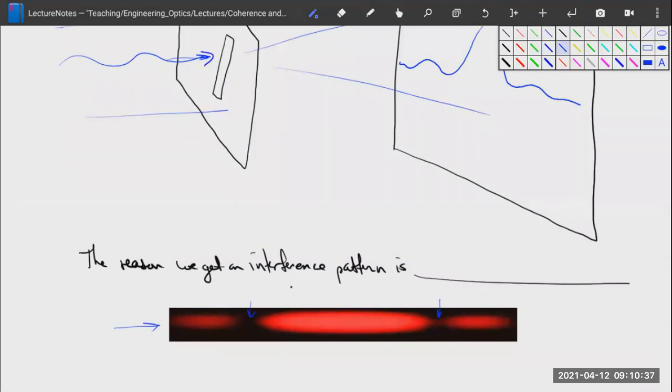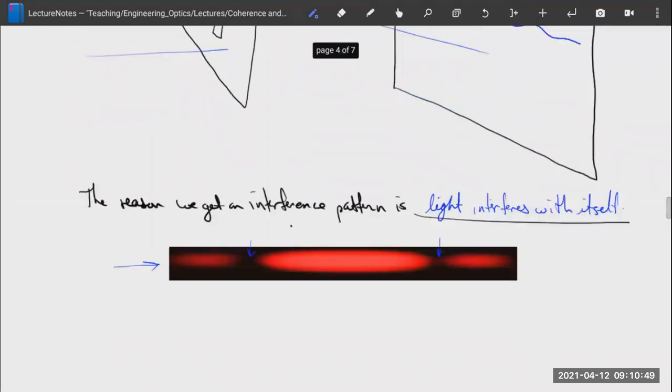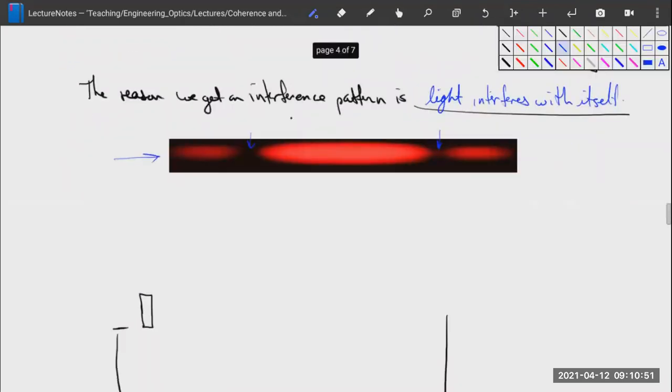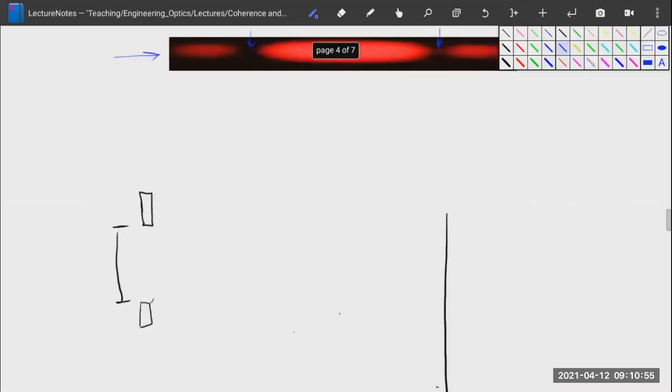So we're going to write that here. The reason we get this interference pattern is light interferes with itself. Okay. So let's look at what happens when it passes through this slit. So here's our slit.